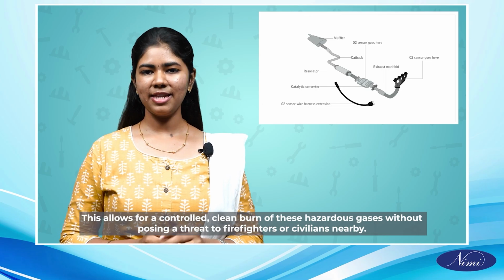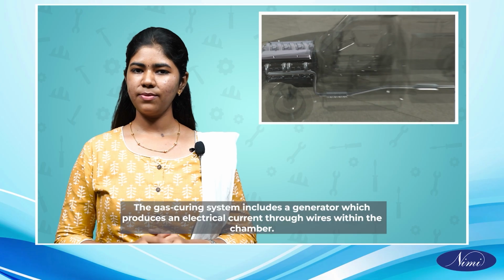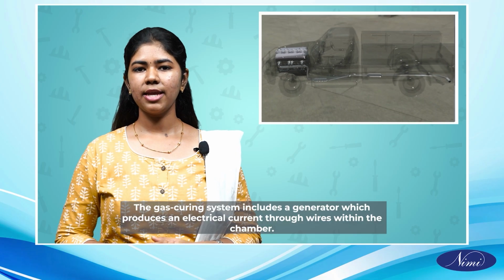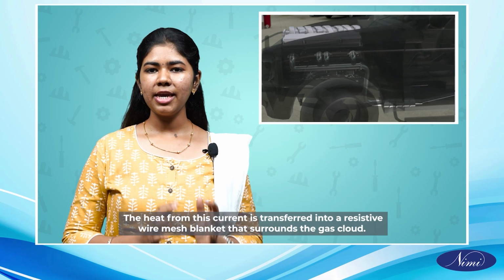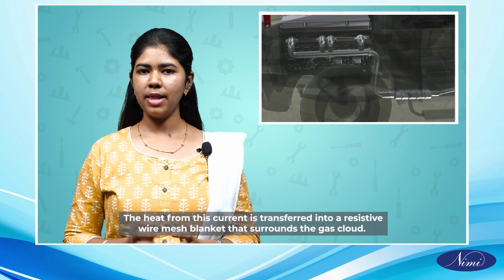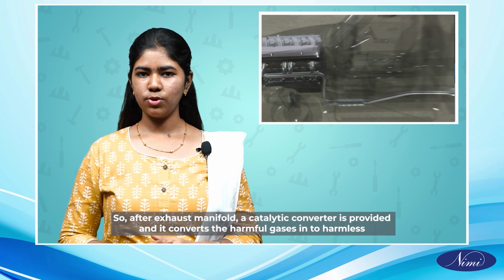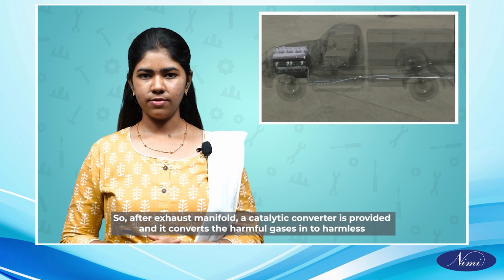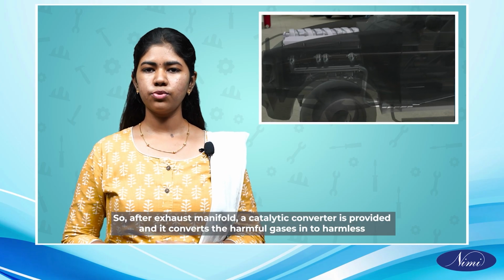firefighters or civilians nearby. The gas curing system includes a generator which produces an electrical current through wires within the chamber. The heat from this current is transferred into a resistive wire mesh blanket that surrounds the gas cloud. So, after the exhaust manifold, a catalytic converter is provided and it converts the harmful gases into harmless ones.